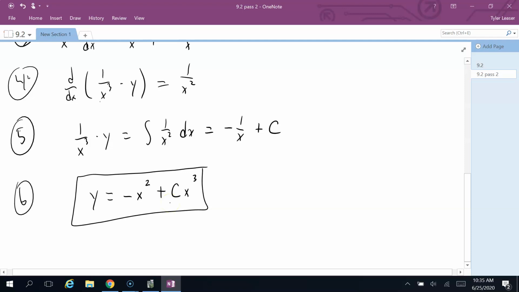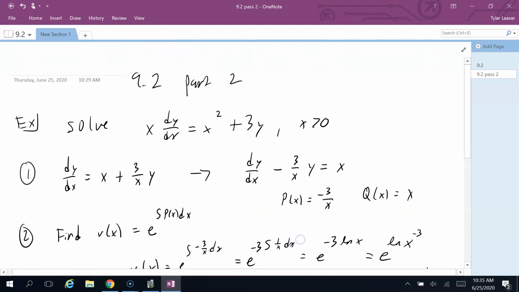And you can double check by plugging it in. Take this function and plug it in to the original differential equation that you have, and I promise you that it'll work out.